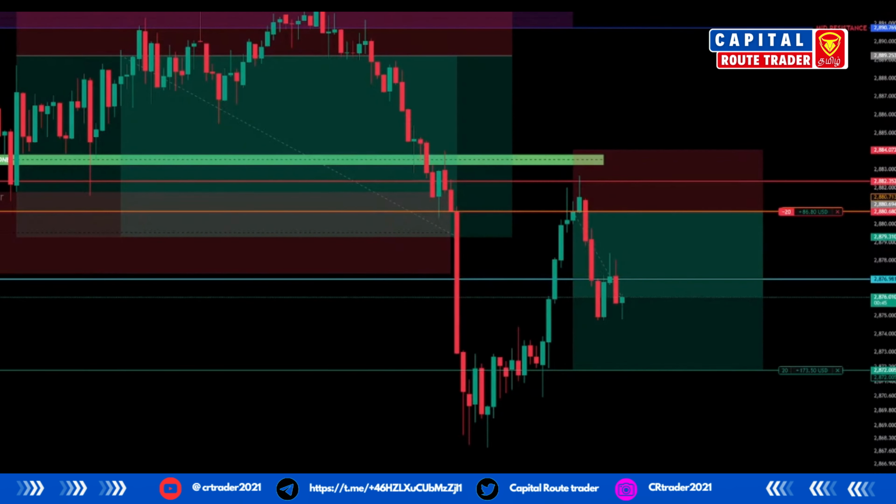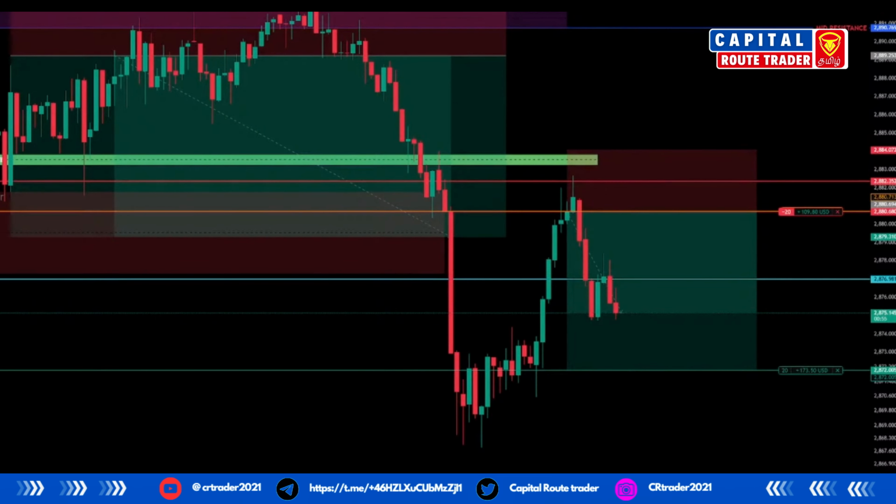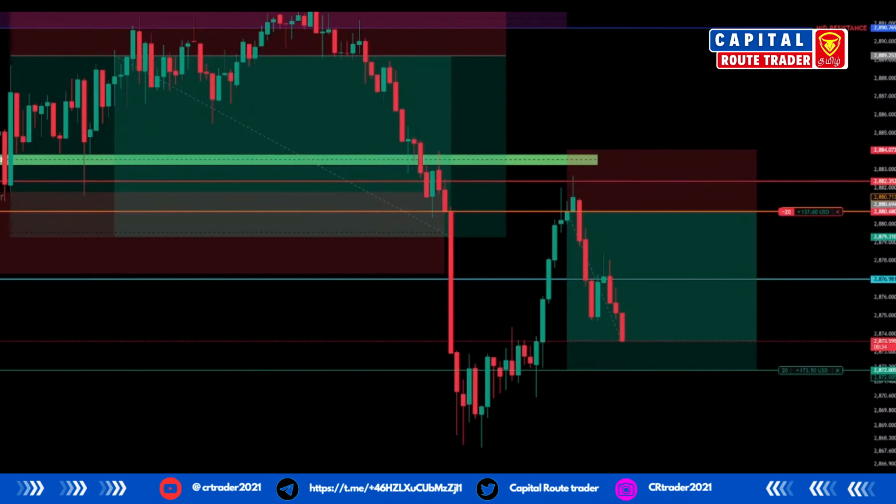Trade execution and results. The price exhibited a strong rejection at the predefined resistance zone, validating the bearish outlook. The trade successfully hit the first take profit, TP, level at 2,875, followed by the second TP at 2,860. A well-structured approach resulted in significant profits while maintaining controlled risk exposure.